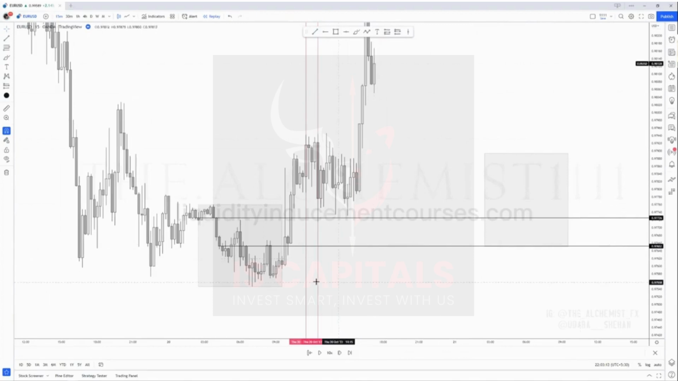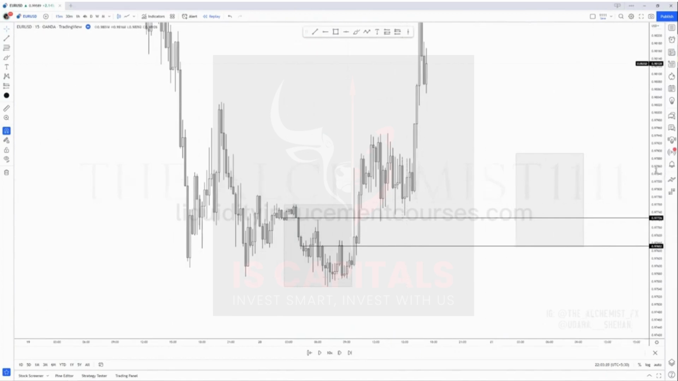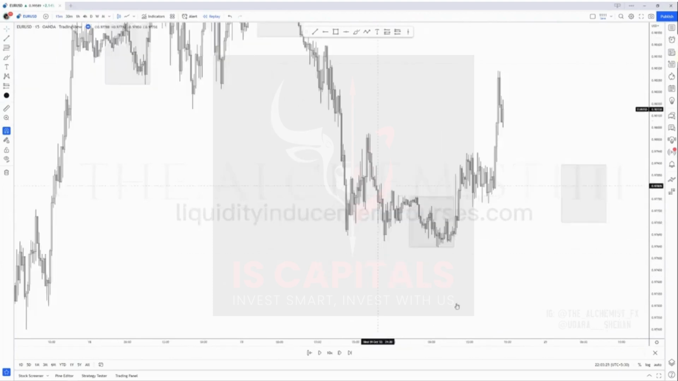Where did the move come from? Do you think anyone will have an idea? No, but you know where it came from. Right from the 4 hour order block. So you see the importance of higher time frames, right? I'll show you more. The higher time frames are the key, okay, not the lower time frames.